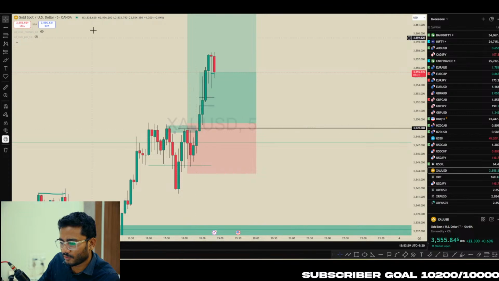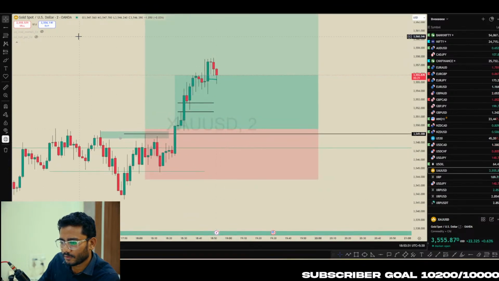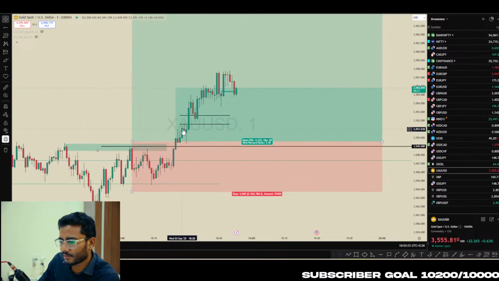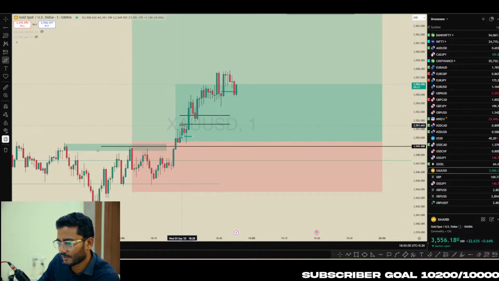So if I didn't enter, let's say I have entered over here, but if I want to re-enter, then this is something which I look for. Price sweeps the previous candle's liquidity and then structure break, and if price continues, then I look for entry on this candle where price breaks the previous candle's high. Then I'll put stop loss below this area, something like this.